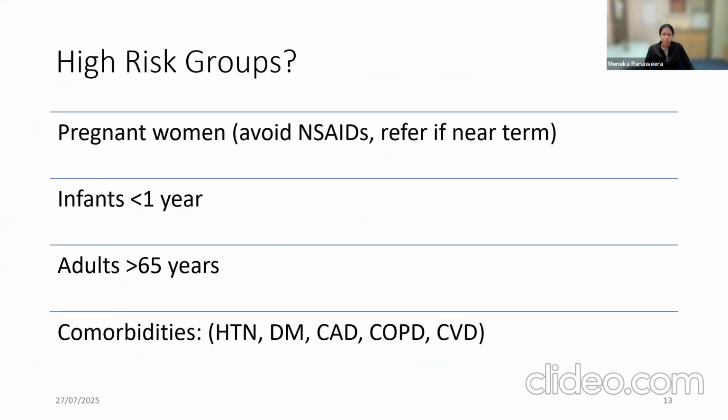Now you are going to be seeing a lot of patients with chikungunya coming to you. So who are the ones that you need to be more careful about, who you think might benefit from hospital admission, or you want to follow up more closely? Some of the high-risk categories are pregnant women, infants less than 1 year, adults over 65 years, and those with comorbidities.